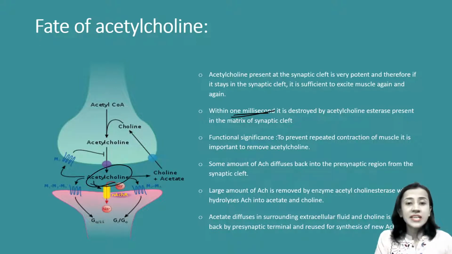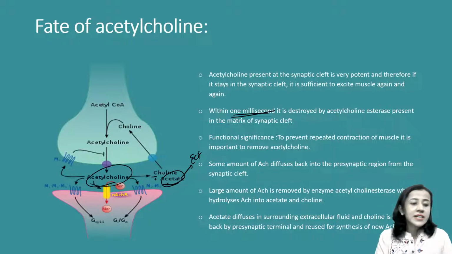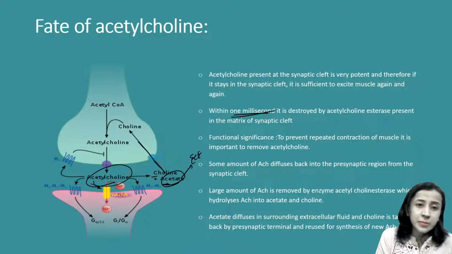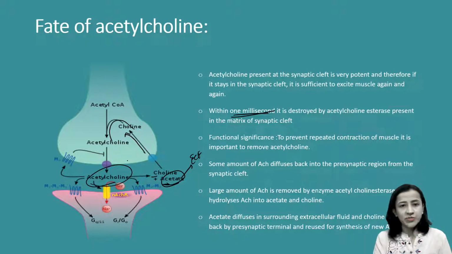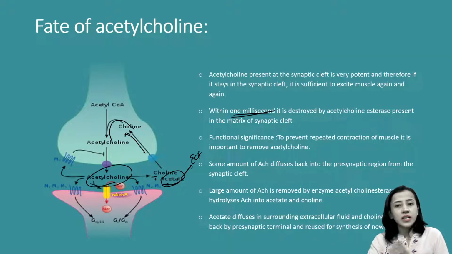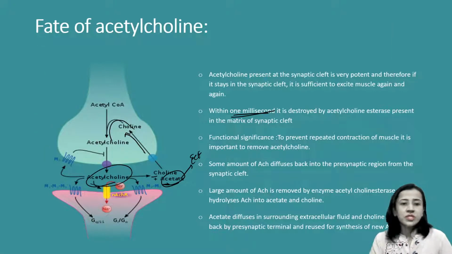Fine. Now, this acetylcholine is converted into choline and acetate. What happens to this choline and acetate? Acetate diffuses to the extracellular fluid, and choline is taken back by the presynaptic membrane and reused for the synthesis of acetylcholine. So acetylcholine is converted into choline and acetate. Acetate passes through the extracellular fluid and diffuses in the surrounding fluid, and choline is reused. Fine. So this is about the fate of acetylcholine. So this is about today's topic.